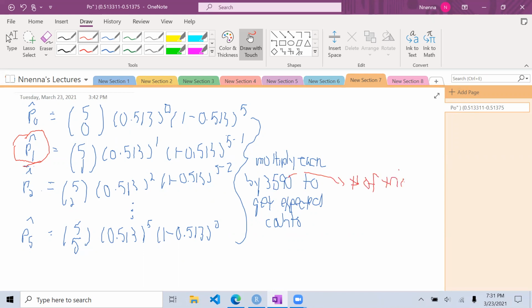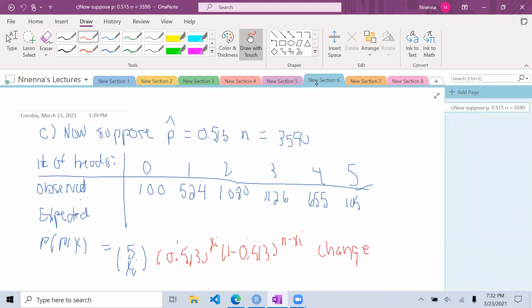This will give you the expected count, right? So I've multiplied each of these probabilities over here on the left by 3,590 in my table, which I'm going to show you in a second. This is going to give me the expected frequency. So if we go back and fill this in, you should get the following table.